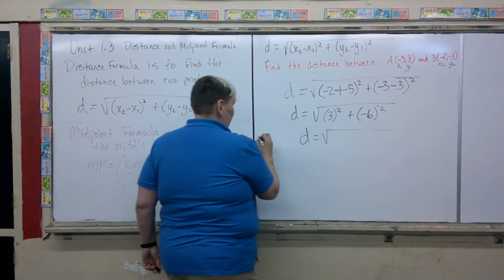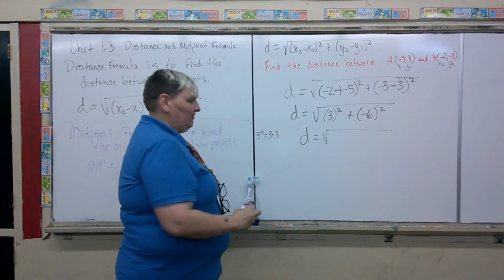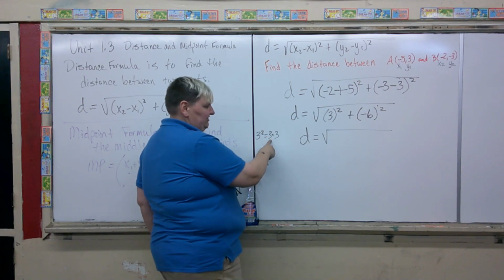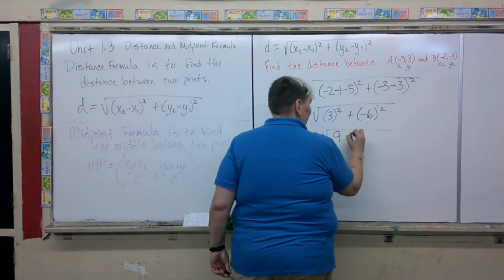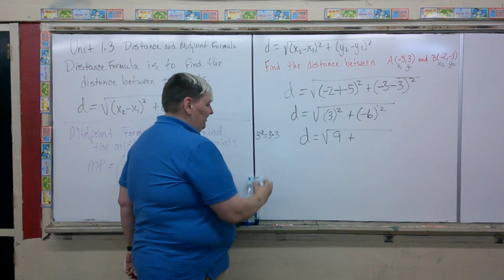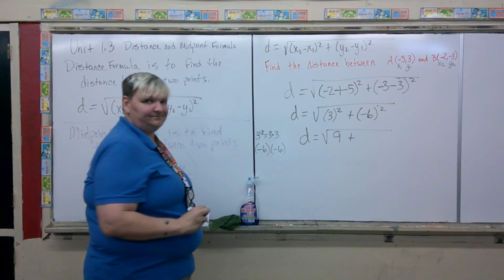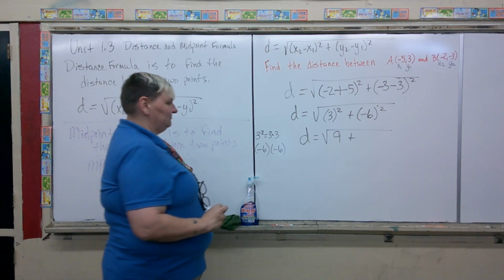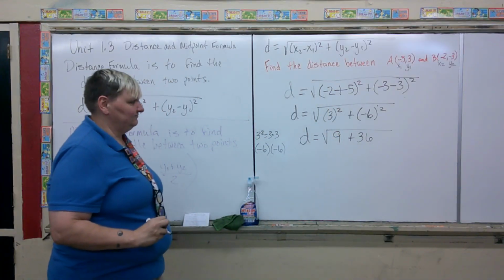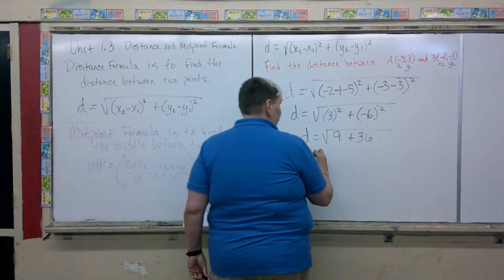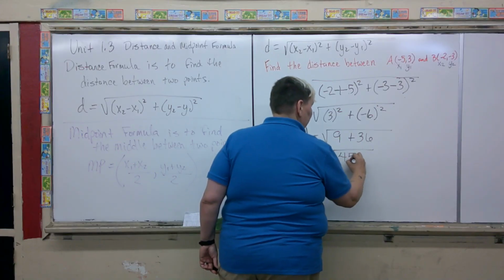3 squared is the same as 3 times 3. Right? So 3 squared is the same as 3, 2 times. So that's 9. -6 squared is the same as -6 times -6, which is a positive 36. Now we're going to add them together. 9 and 36 is 45.